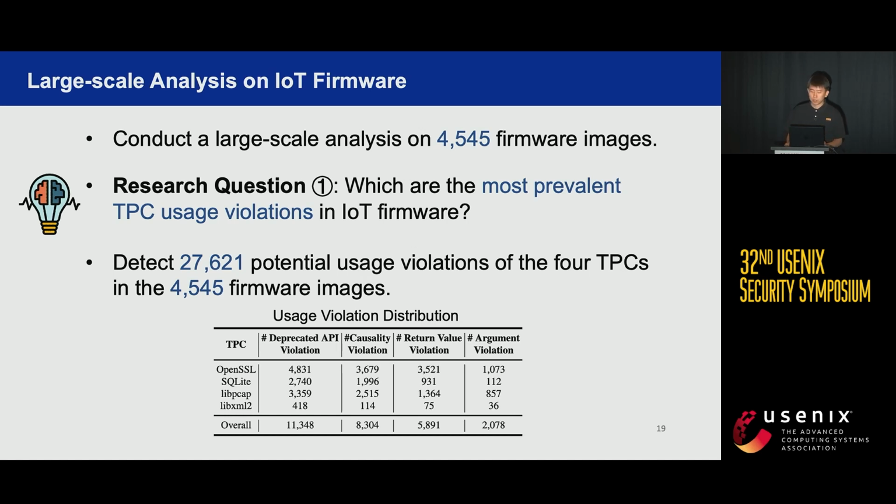We have 2 research questions for the usage violation problem on IoT firmware. So the first question is, which are the most prevalent usage violations in IoT firmware? To answer this question, we first identify more than 27,000 potential usage violations. And we find the deprecated API violation takes the majority of the overall usage violations, accounting for 41%. And also the causality violation and the return value violation are widespread in IoT firmware.